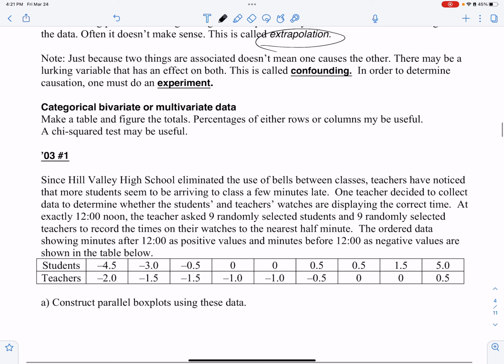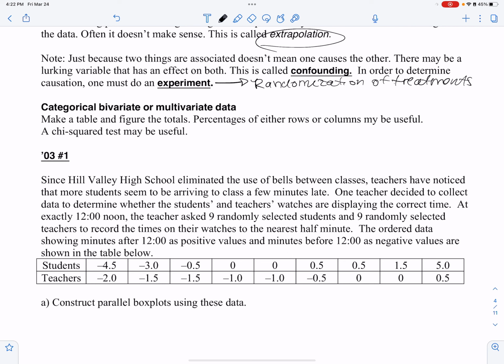Just because two things are associated doesn't mean one causes the other. There may be a lurking variable that has an effect on both. We call this confounding. In order to have causation, we have to do an experiment. And in that experiment, we have to have randomization of my treatments. Because it can't just be an experiment, it has to be a well-designed controlled experiment. And a well-designed experiment has randomization in it.